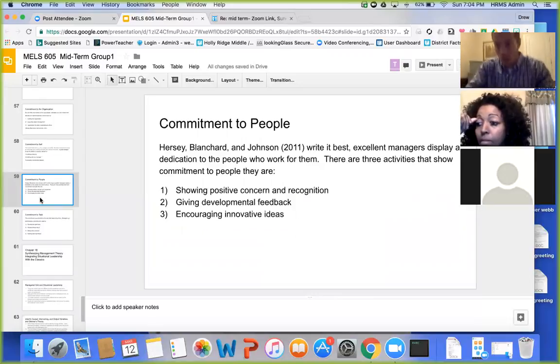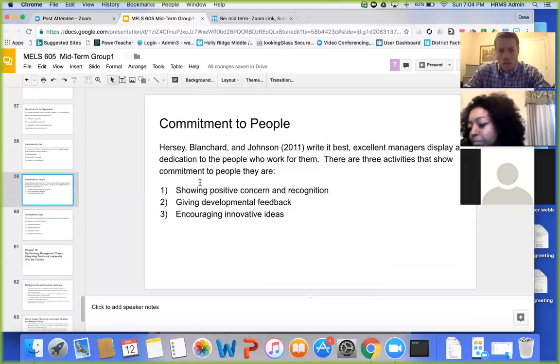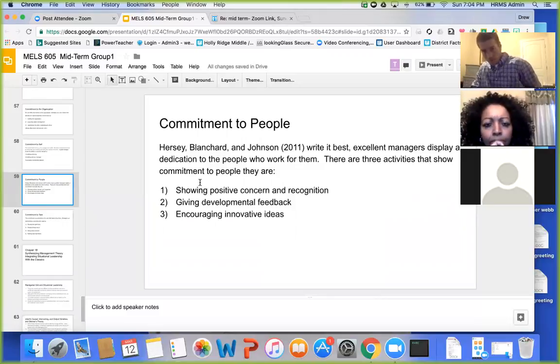Then we have commitment to people. Hersey, Blanchard, and Johnson wrote it best. Excellent managers display a dedication to the people who work for them. There are 3 activities that show commitment to the people, and they are showing positive concern and recognition, giving developmental feedback, and also encouraging innovative ideas.